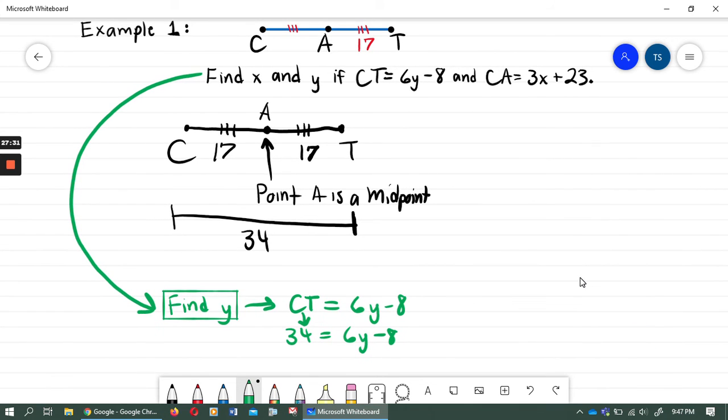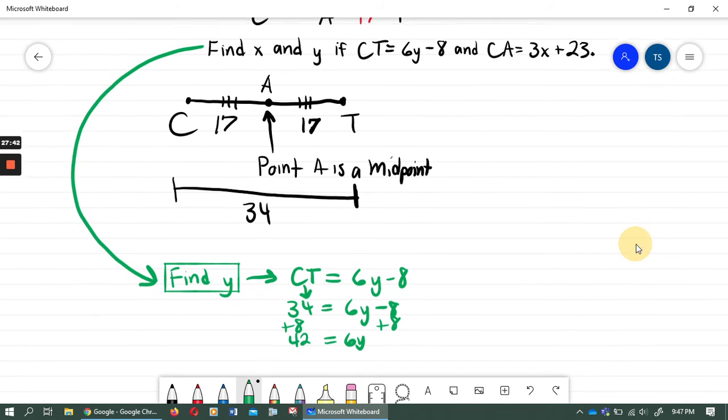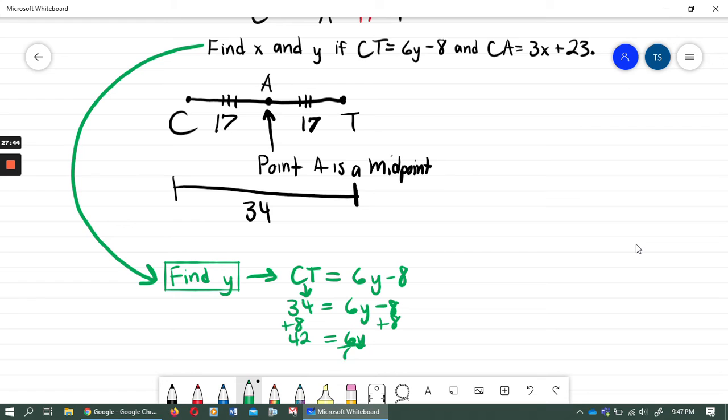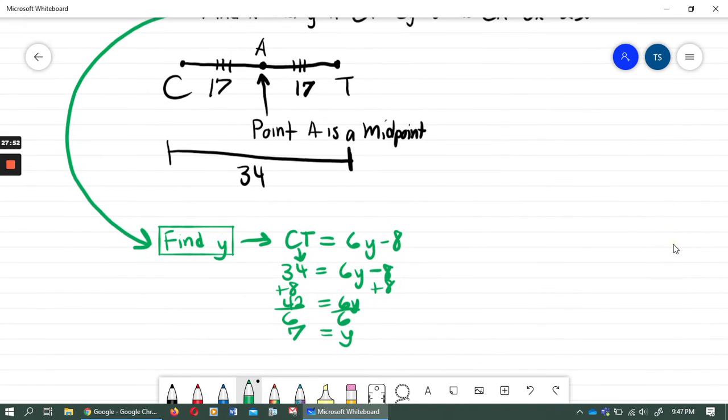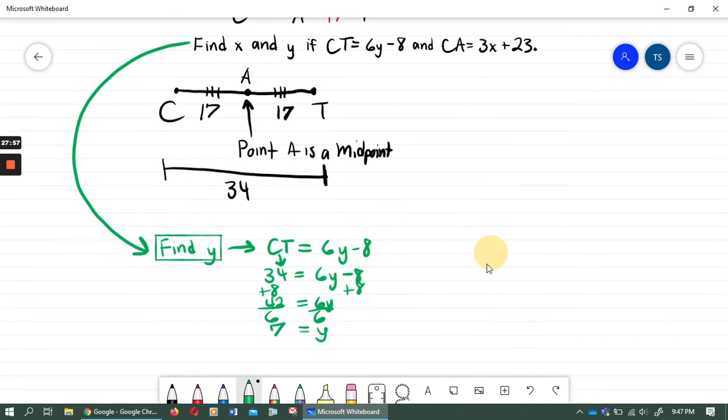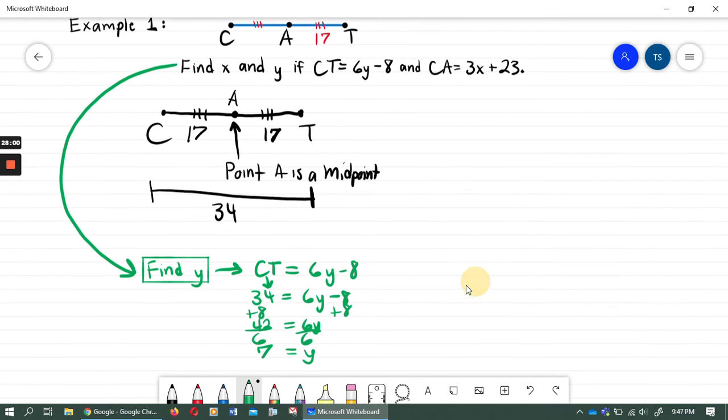All we've got to do there is solve that. Add 8 to both sides, that's going to be 42. Then you have to divide that 42 by 6 to finish solving for y. Divide by 6, divide by 6. That means that y equals 7. That's the first part of what we were asked to find. Now that we know that y equals 7, let's figure out what x is.